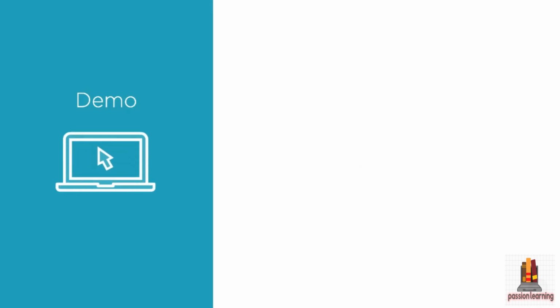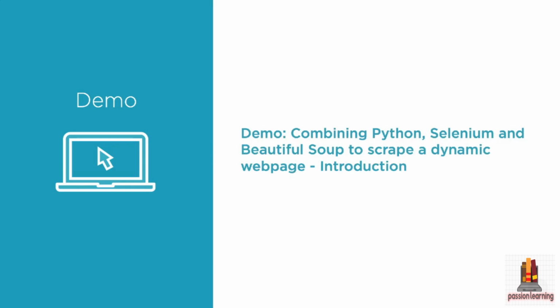So finally, we arrive at the demo that ties it all together. We use a combination of Python, Selenium, and BeautifulSoup to extract information from a dynamic web page. So what information are we going to extract today? We are going to extract some basic stats and news headlines for a footballer named Wayne Rooney.